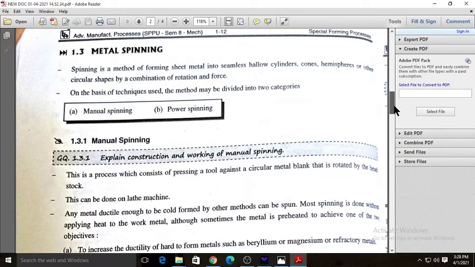Now we are going to see this metal spinning process. The metal spinning process is the method of forming sheet metal into seamless hollow cylinders, cones, hemispheres or other circular shapes. So what is metal spinning? It is the process of forming various shapes from sheet metal. We name it metal spinning. It has two types. First one is manual spinning and another one is the power spinning process.